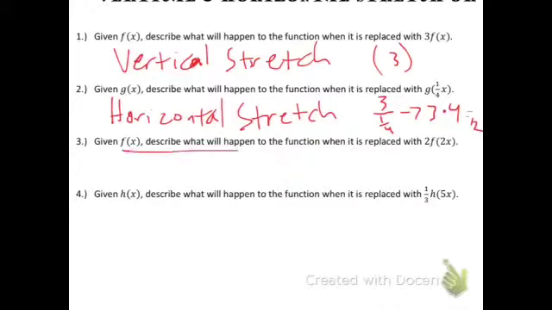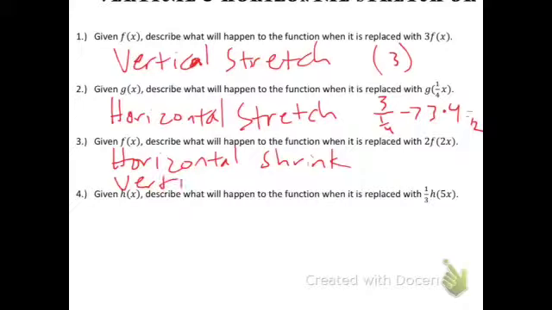Next one, what would happen if a function is replaced with 2 times the function that's already got a change inside, the 2x? Remember, the inside kind of does the opposite. You take all the x values and divide by 2. And so this would have a horizontal shrink. But on the outside, we're timesing everything by 2, so all the y values get stretched. And so we're going to have a vertical stretch.